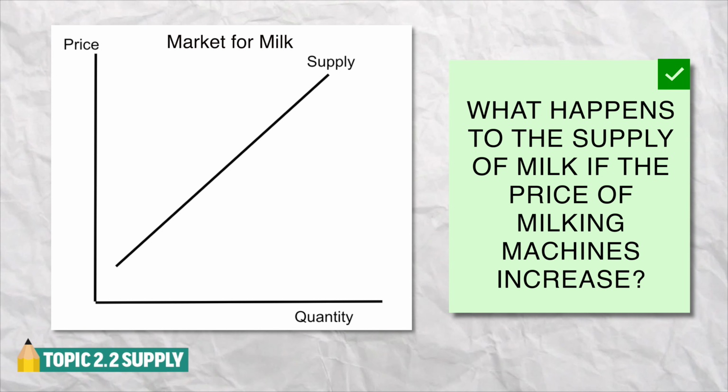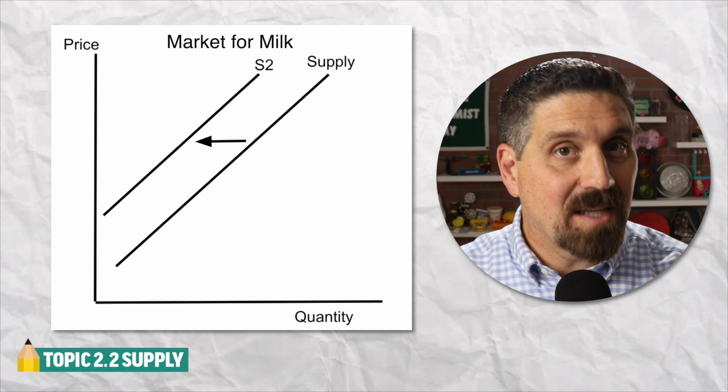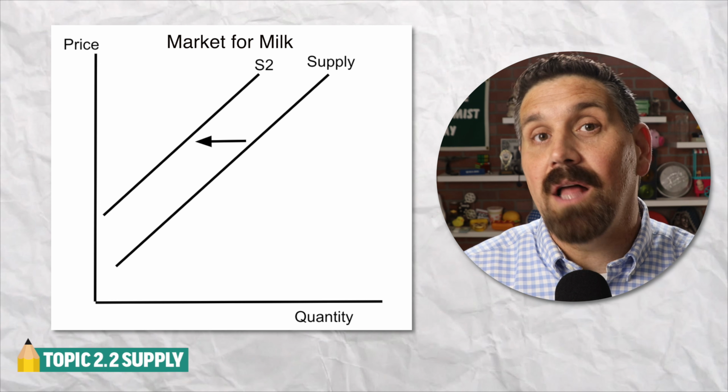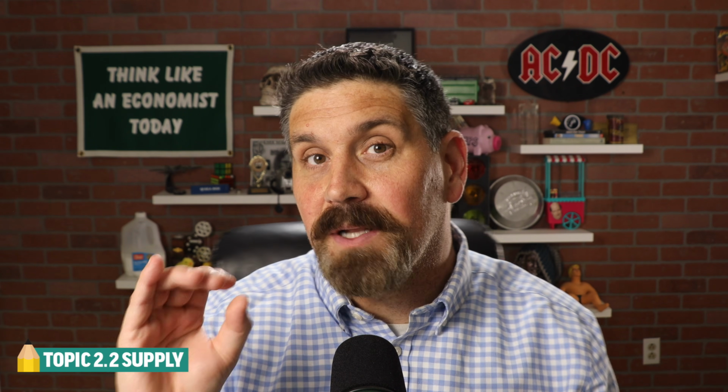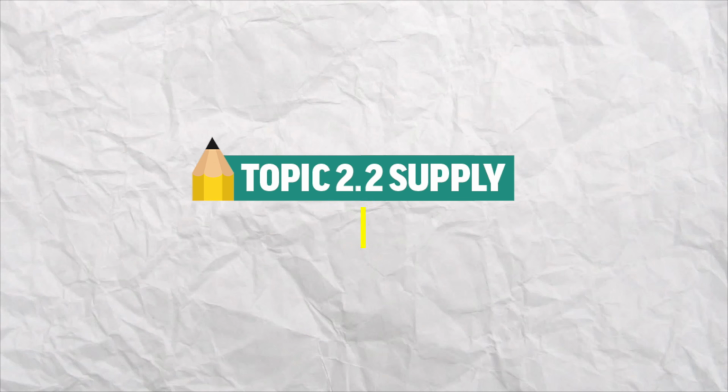Show what happens to the supply curve for milk if the price of milking machines increases. Milking machines are a key resource for producing milk, so the supply of milk is going to shift to the left. At every price, milk producers are going to be willing and able to sell less milk. That's it for supply. To make sure you're getting everything, fill out topic 2.2 on your study guide.